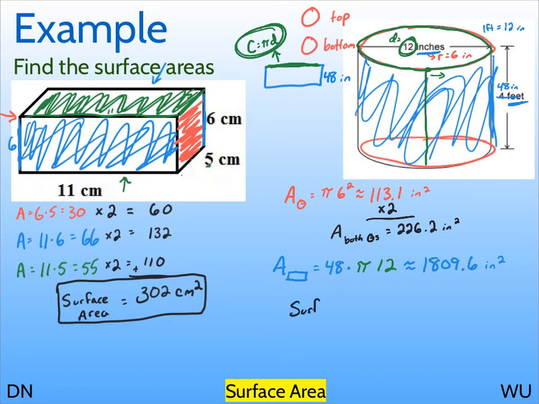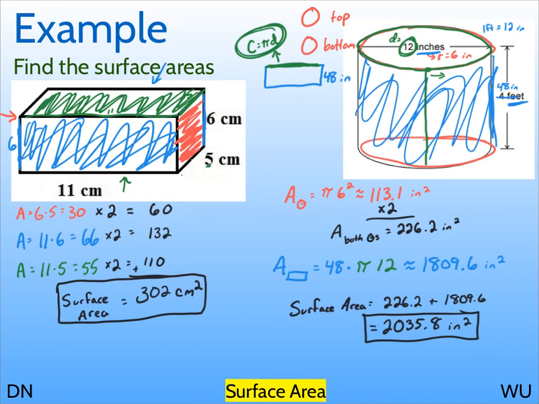So our final answer for the surface area of this cylinder is going to be 226.2 square inches plus 1,809.6 square inches, which gives you 2,035.8 square inches. So what you want to do is figure out what are the outside shapes around the figure you're trying to find the surface area for. Find the area of those shapes, and once you find the areas, add them together.